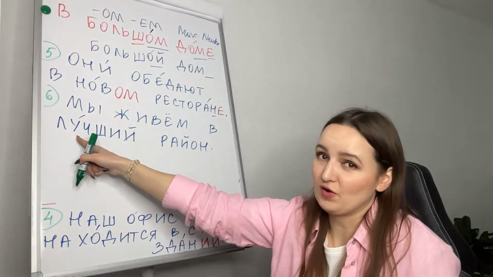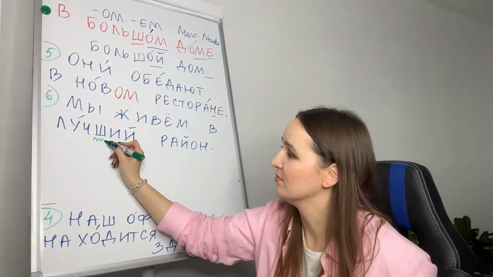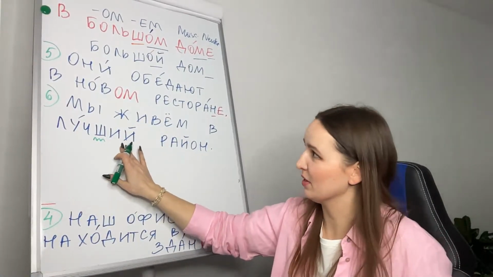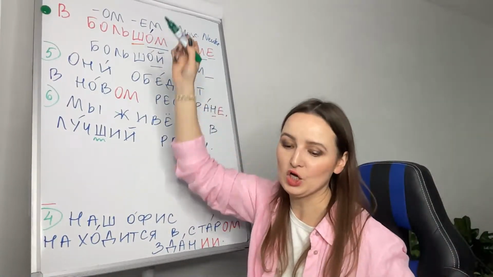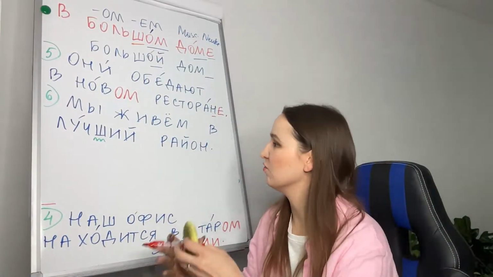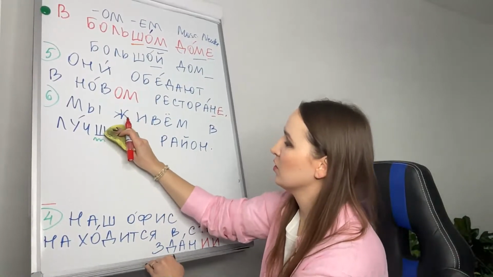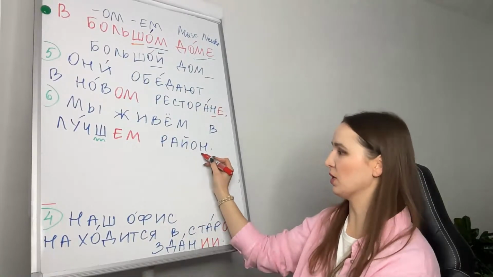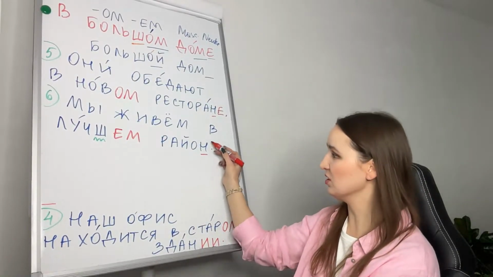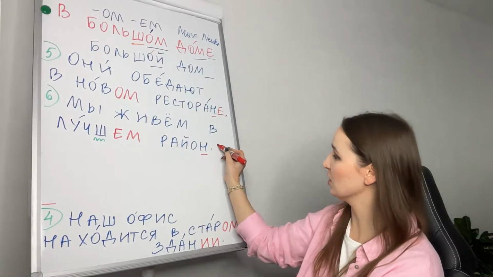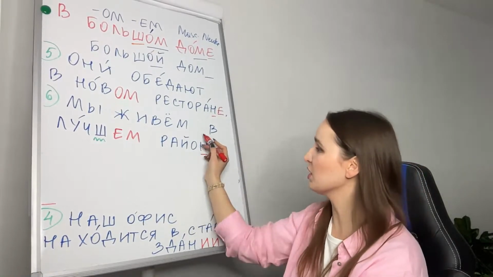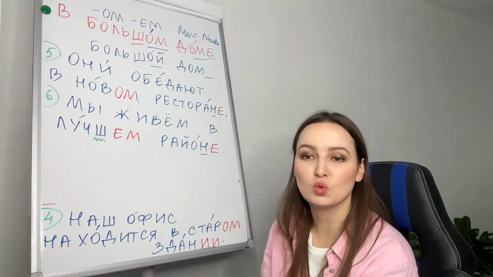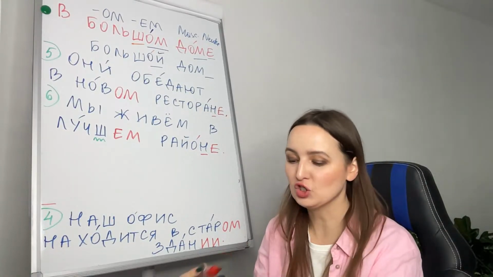The stress is here, right? And we have the ш letter, and the stress is here, not on the last syllable. So we will use ем. В лучшем. And this one is easy to make prepositional. It is masculine, ends in a consonant, just add е. В лучшем районе, in the best neighborhood. Мы живем в лучшем районе.